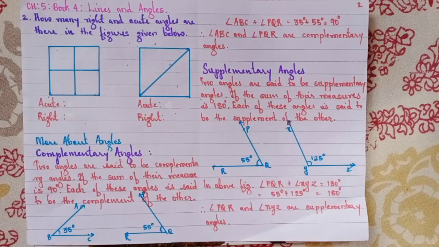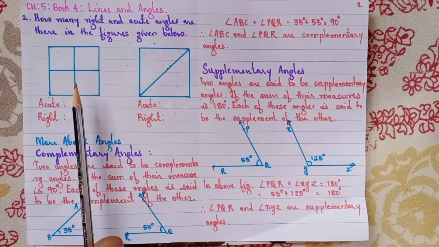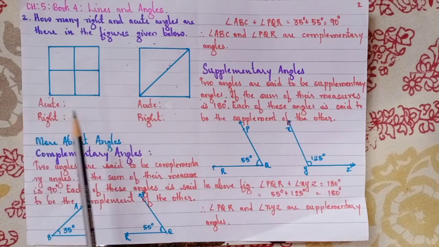Let's apply the learned concepts to solve the examples. So we have question 2. How many right and acute angles are there in the figures given below? Here we have two figures and we have to find how many acute and right angles are there.